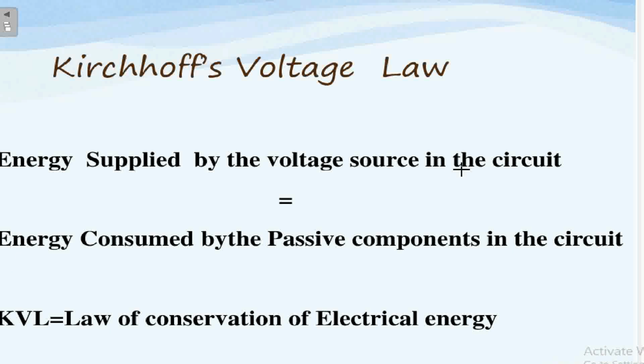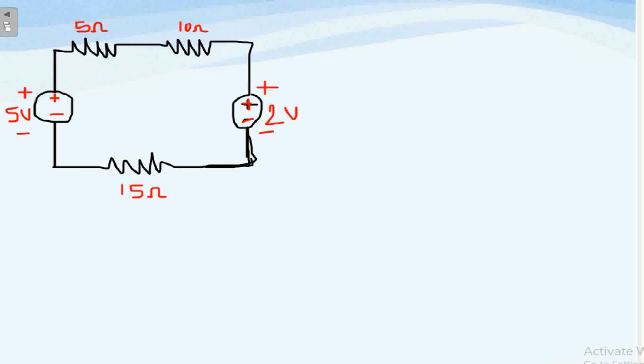The energy supplied by the voltage source in the circuit is equal to the energy consumed by the passive components in the circuit. That's why KVL is called the law of conservation of electrical energy. Let us see one example.